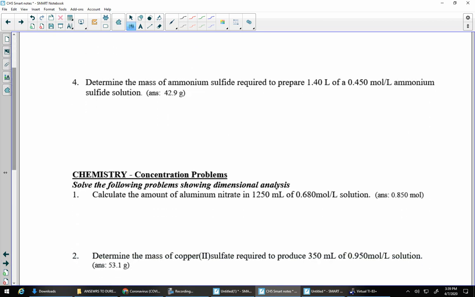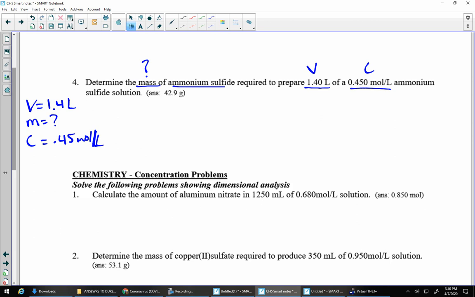Determine the mass, so that's our question mark, of ammonium sulfide. We'll probably have to figure out what that is. Required to prepare 1.4 liters, that's my volume, of a 0.450 mole per liter solution. That sounds like my concentration. So as we go through, again, things that I got, I really like making a variable list. So we're given the volume, 1.4 liters, and we are looking for the mass. The mass is my question mark. I know the concentration, that's 0.45 moles per liter.